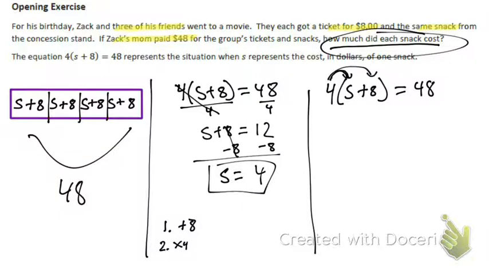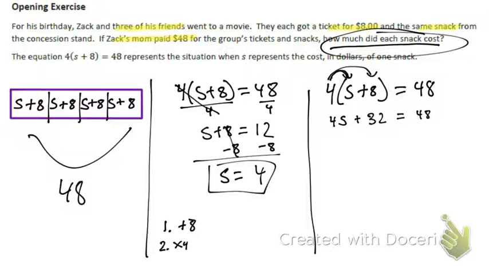What's 4 times s? Whenever you multiply a number and a letter, all you can do is just put them next to each other. So I got 4s. This is saying you got 4 snacks, right? In total, they got 4 snacks. Plus 4 times 8. The 8 movie tickets together cost $32. 8 times 4 is 32. Equals 48.